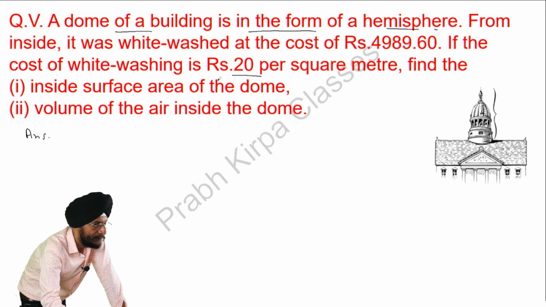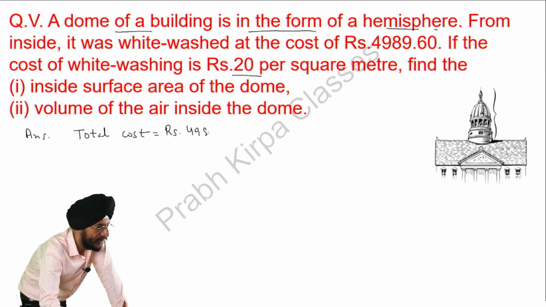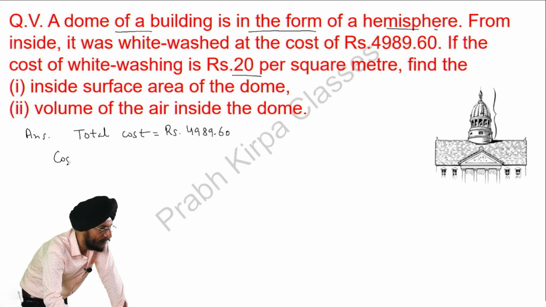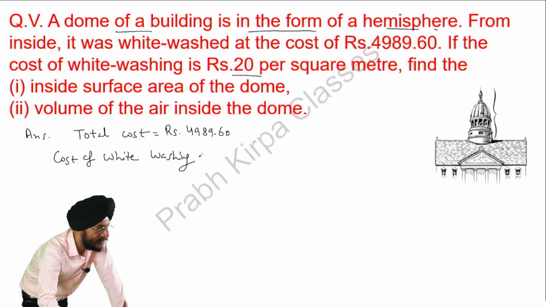So now what has been given? We have been given the total cost of whitewashing. Total cost of whitewashing is equal to rupees 4,989.60 paise. Next, another thing which has been given is cost of whitewashing per square meter. It is rupees 20.